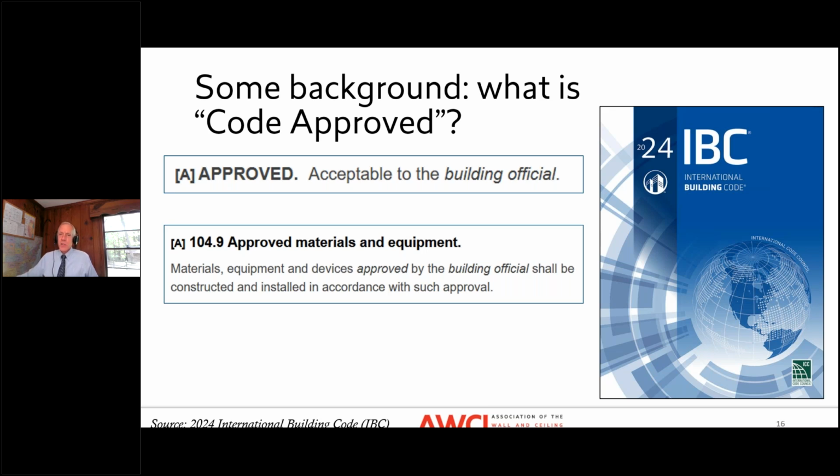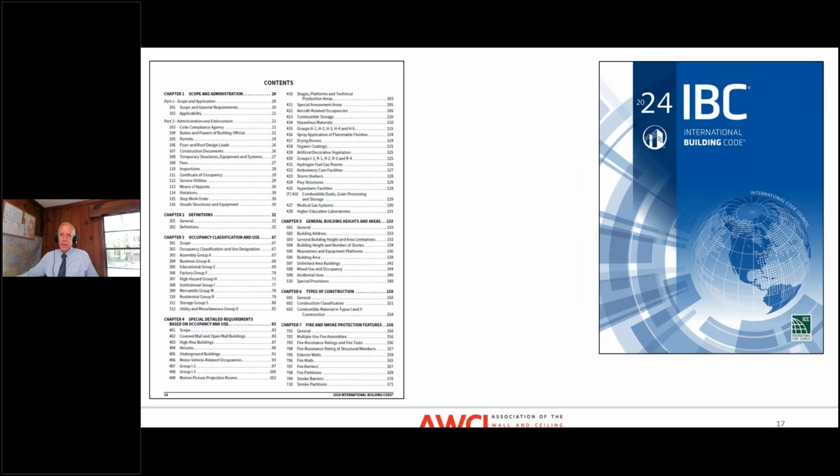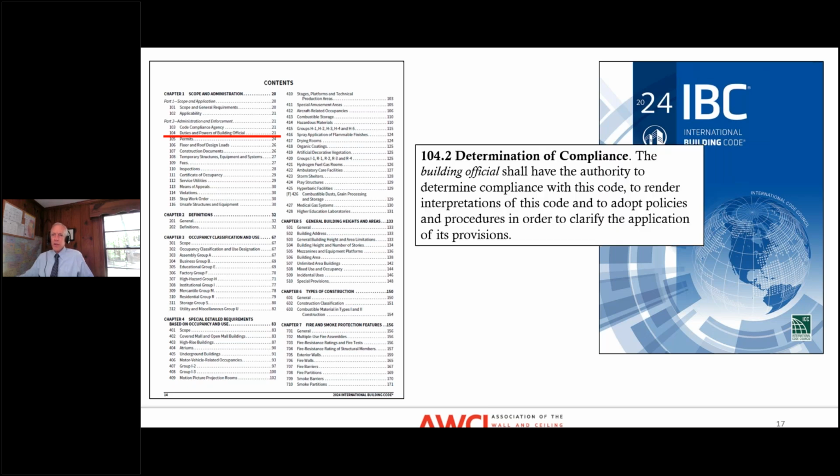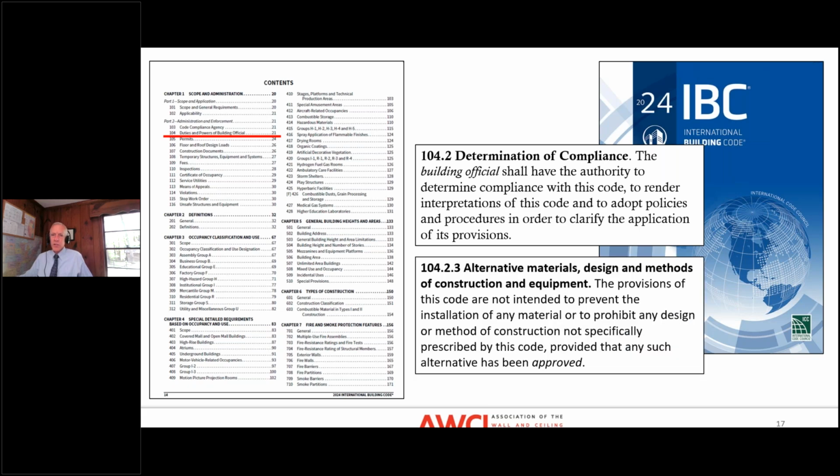But where do I find the specific options for something that's not necessarily in the code? And the other question is, where are evaluation reports mentioned in the code? Let's look at Section 104, which gives the duties and powers of the building official. Section 104.2.3 is specific to alternative materials, design, and methods of construction. We will see these three items: materials, design, and methods of construction multiple times, so I've underlined them here.